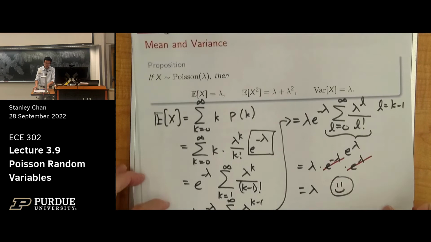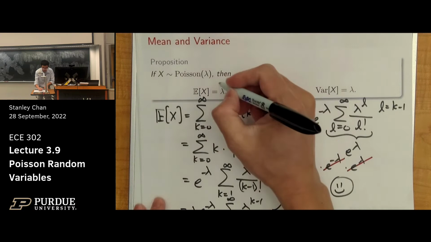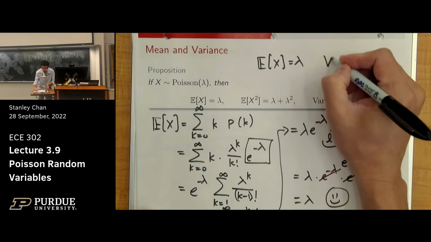Now, how do we understand this formula? There's something a little bit interesting here. Your expected value is lambda. Your variance is also lambda.